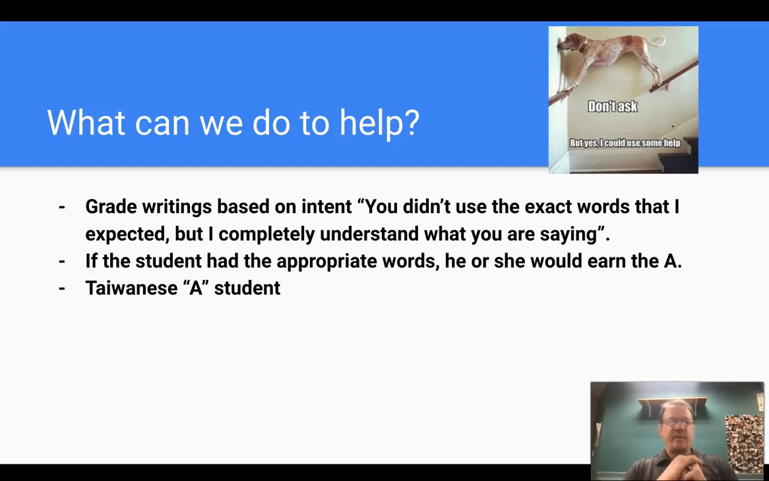And always think too, if my EL student had all of the exact appropriate words, would he or she earn an A? And if the answer is yes, then I would hope that the EL student would have the opportunity to get the A, even if they didn't use the exact words, but you're like, I know what you're talking about. You know the concept, so we're good.